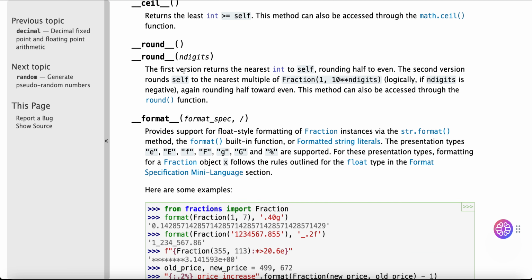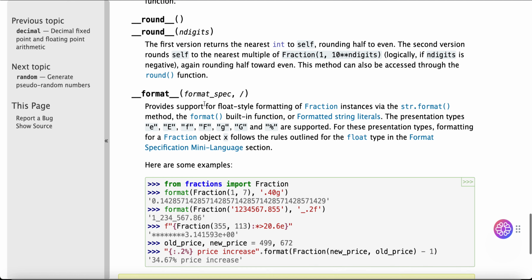__round__(ndigits). The first version returns the nearest integer to self, rounding half to even. The second version rounds self to the nearest multiple of Fraction(1, 10**ndigits), logically, if ndigits is negative, again rounding half toward even. This method can also be accessed through the round function.